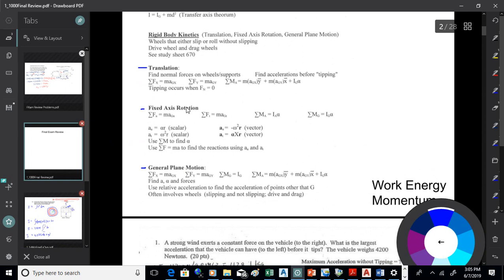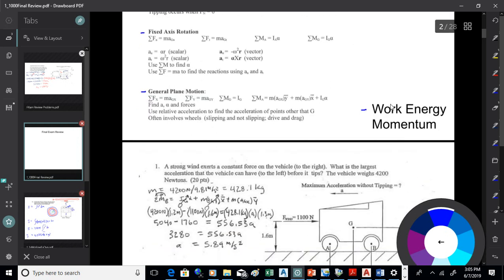Like I say, the translation, you're finding reactions, or you're finding whether something will tip. Fixed axis rotation, you're looking at alpha usually, using some form of M equals IG alpha, and then you're looking at reactions and things. And then the general plane motion, again, relative acceleration or rolling objects. Okay, the work energy, you're looking at changes in elevation and springs, maybe friction or something like that that causes work, and you're looking at distances. With momentum, the important thing is to treat it as a vector. Run an x equation, run a y equation.